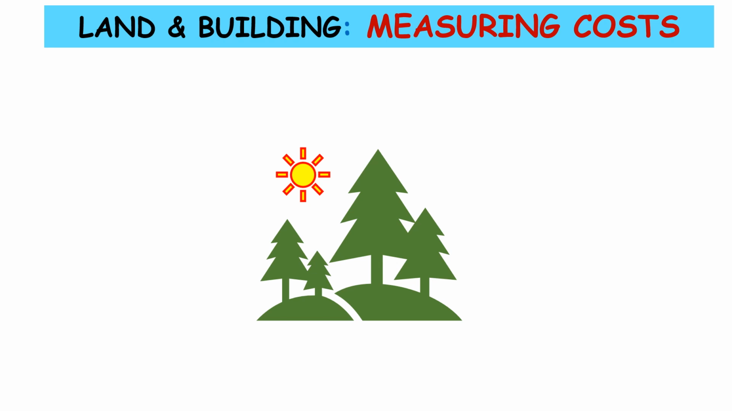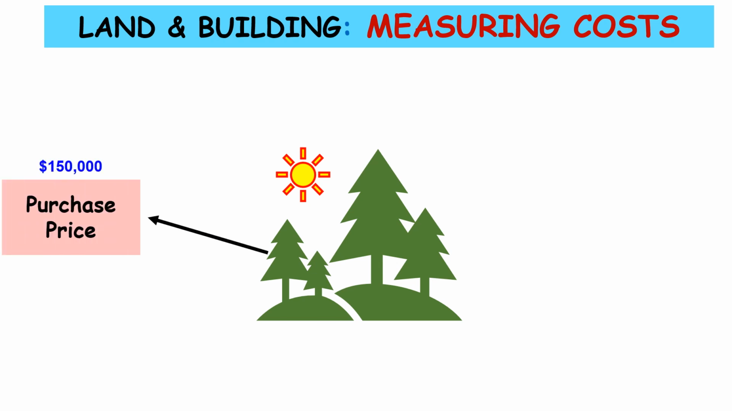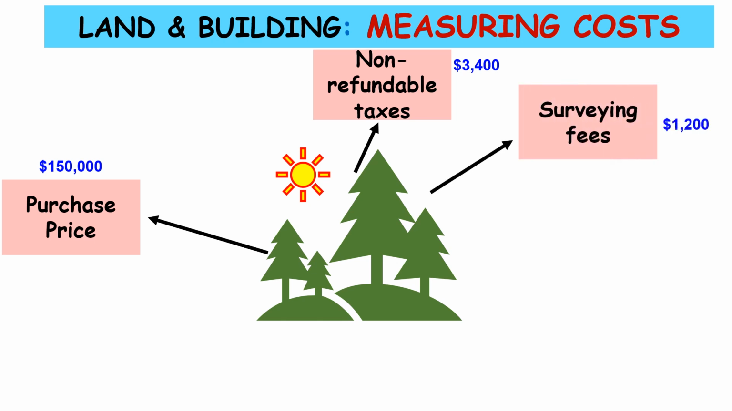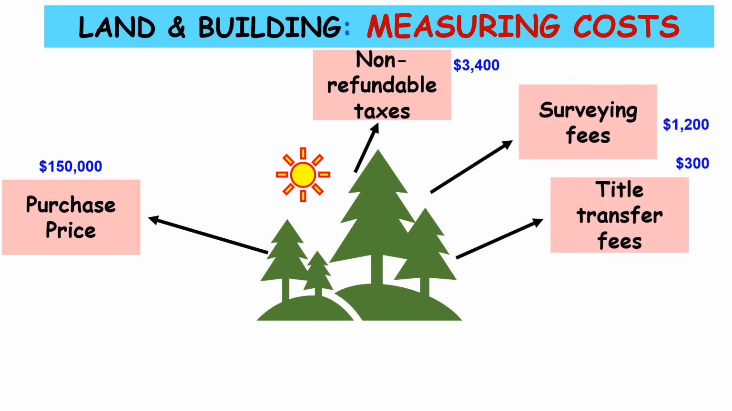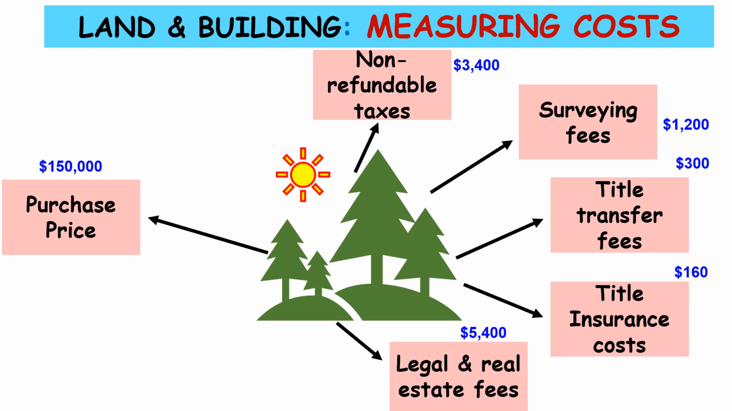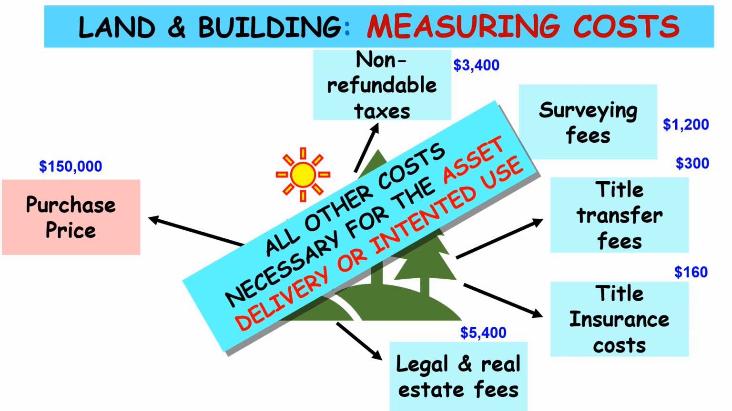Here is an example of the land and building. Now the land and building could include the purchase price, say 150,000. That is the purchase price. Now land and building could include all other costs also, which would be necessary to be able to make use of this land and building. Now they could include non-refundable taxes, surveying fees, title transfer fee, title insurance cost, and legal and real estate fees. Now all of these are known as all other costs that are necessary for the asset delivery or intended use.